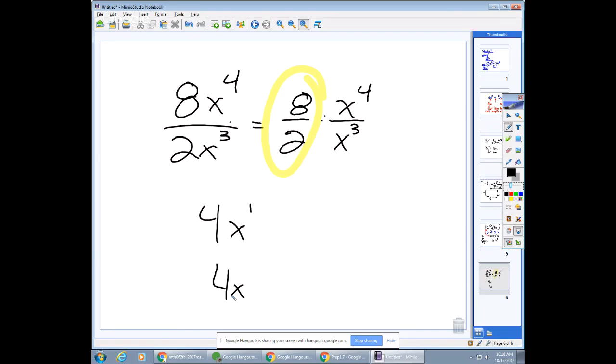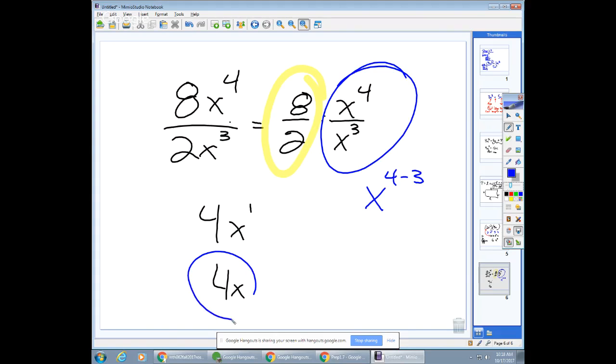The rule we had for this was that if you had a division with the same base, then you keep the base and subtract the powers. Remember we did that a while ago? I think it was like activity 2. 4 minus 3 gives me the 1 that I see here. So that's the other way to think about it in terms of a formula. So 4x ought to be the answer for that one.